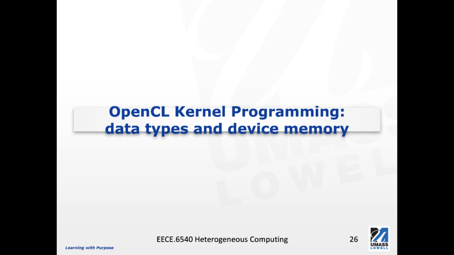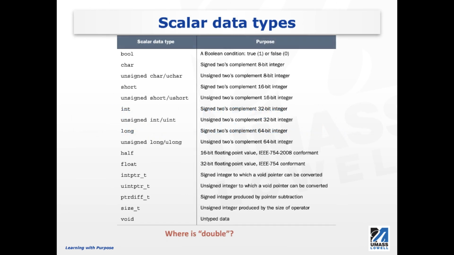Today we're going to talk about OpenCL kernel programming, and in particular we're going to look at the data types and device memory. Here is a table of the scalar data types we can use in kernel functions. As you can see, there are a lot of familiar data types: Boolean, character, unsigned, short, long integers, etc. These data types are very similar to the data types in other high-level languages like C or C++.